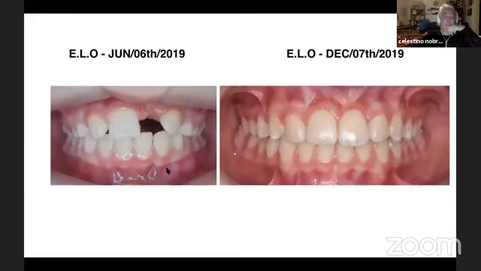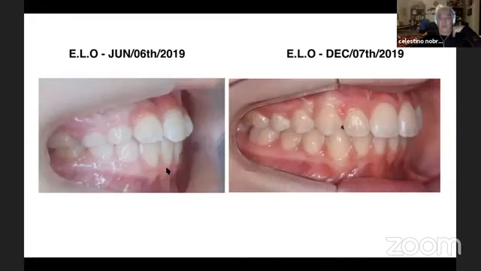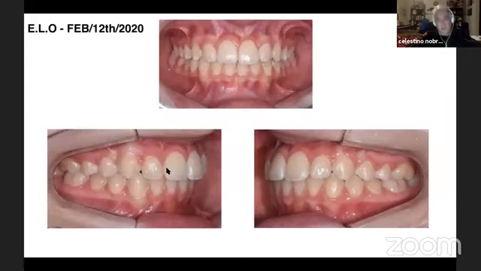This is a new concept. This is something that I want to do for all of my patients from now on, starting by brackets and finishing with aligners.